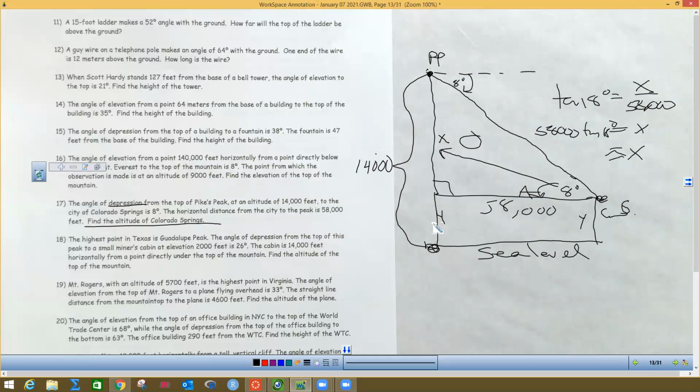Now, how am I going to get this Y value down here? If this X is from there up, how am I going to get Y once I get X? Segment subtraction again, you see it? 14,000 minus the X you get is going to be the answer we want, the same as the Colorado Springs altitude. Okay? Any others?